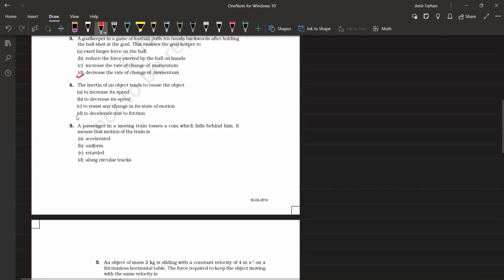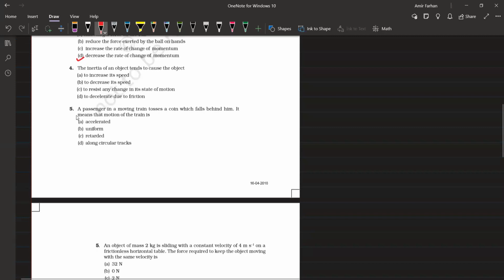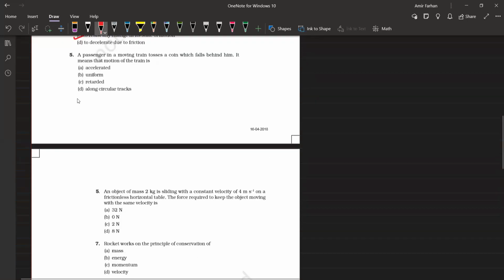So the fourth one: the inertia of an object tends to cause the object to what? To resist any change in its state of motion. Yes, sir. Yes, very good, because inertia is a property of a body to resist the change in its state of motion. Now the fifth one. Accelerated. A, accelerated, very good. Because if the train is moving with some acceleration, then it is possible that the coin will fall away.